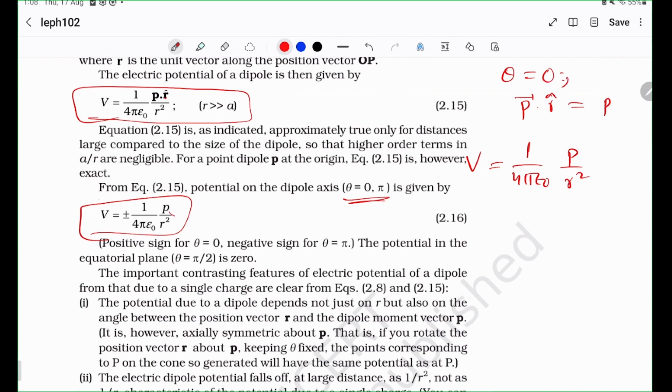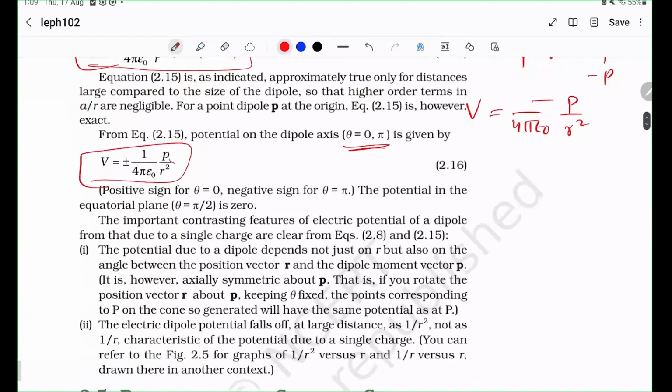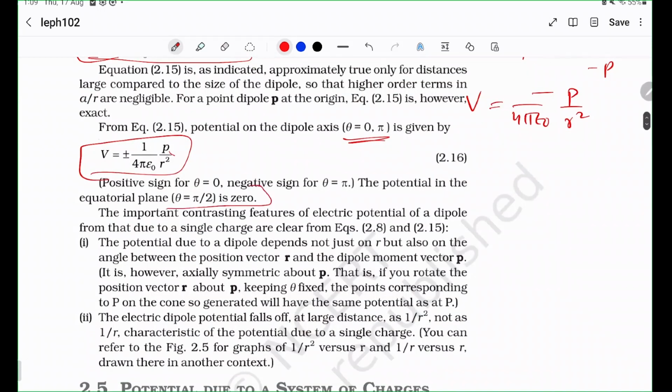Whereas if theta is 180 degrees, then it's minus P, then it is minus. So that should be roughly straightforward. So anyway, a very important fact I want you guys to remember is that for pi by 2, it is 0. That should make sense, right?